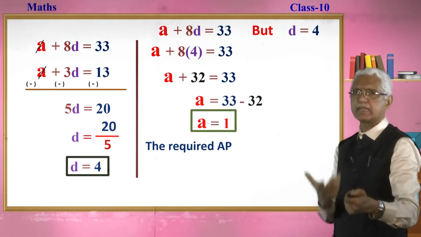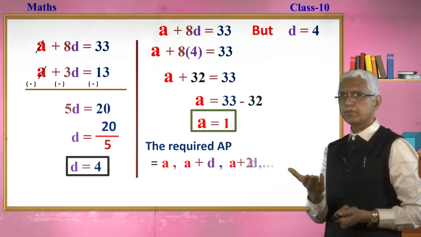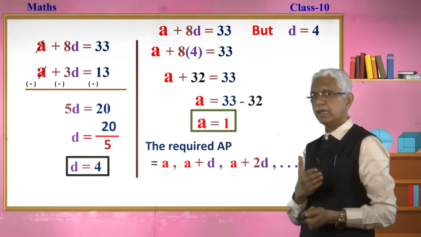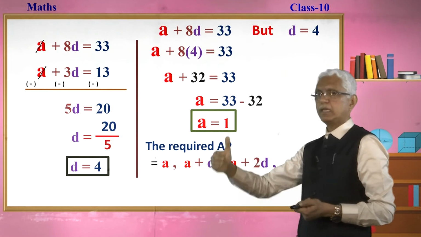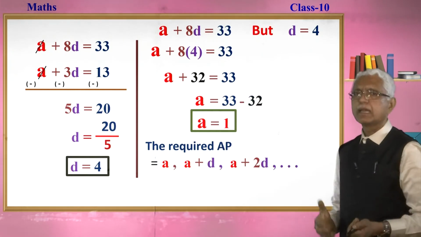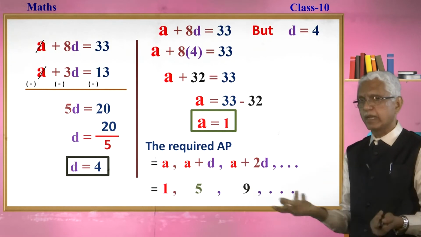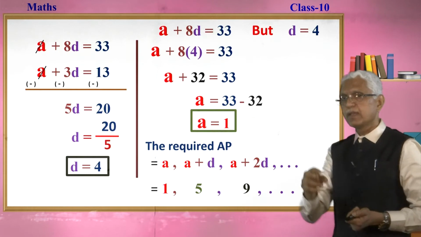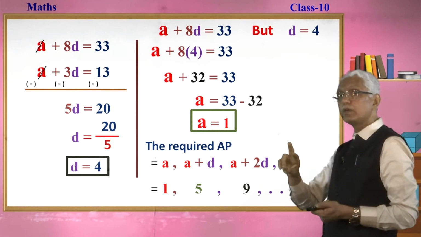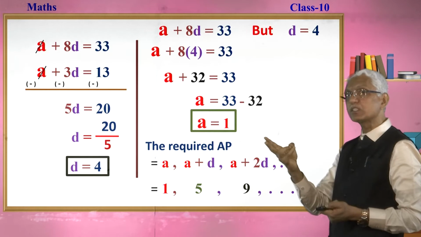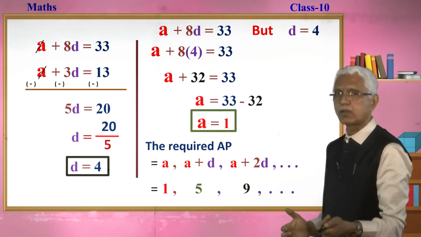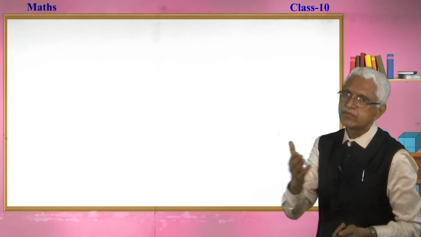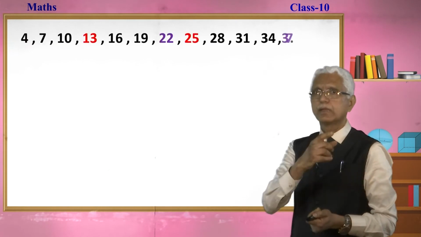Now, anybody can write the AP. 1 is the first term. They write the general form A plus D, A plus 2D, A plus 3D and so on. Now, they are going to substitute. A is 1, very good. A is 1, D is 4, 1 plus 4 is 5. A is 1, 2D, D is 4, 2 4s are 8, 1 plus 8 is 9 and you get the required AP 1, 5, 9 etc.